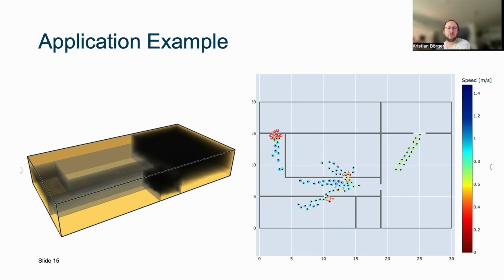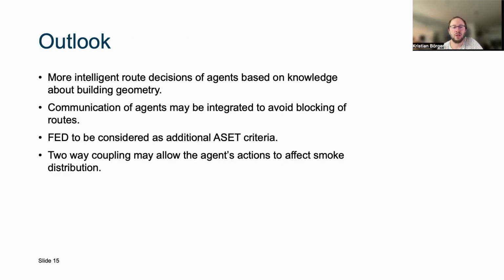Yeah, so that's it from my side. It was just a very short example, not very complex yet, but just to give you an idea of how the coupling should work. What is still on our list is to have more intelligent route decisions of agents based on knowledge about the building geometry.